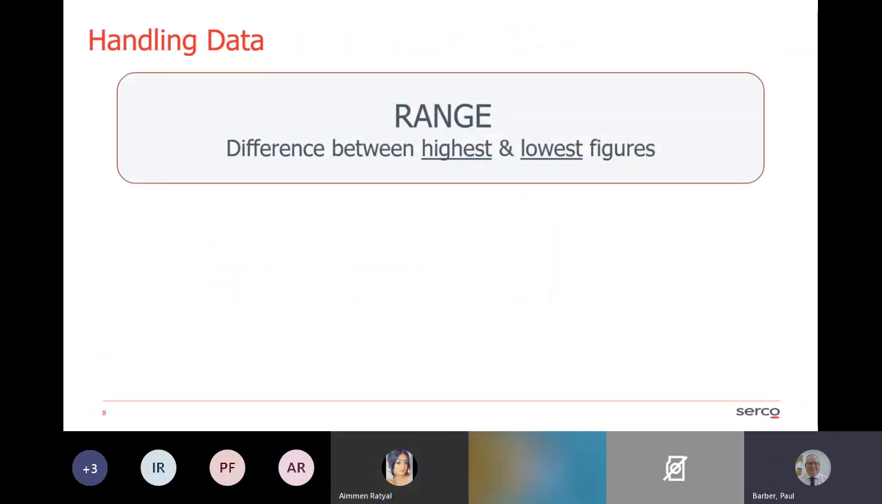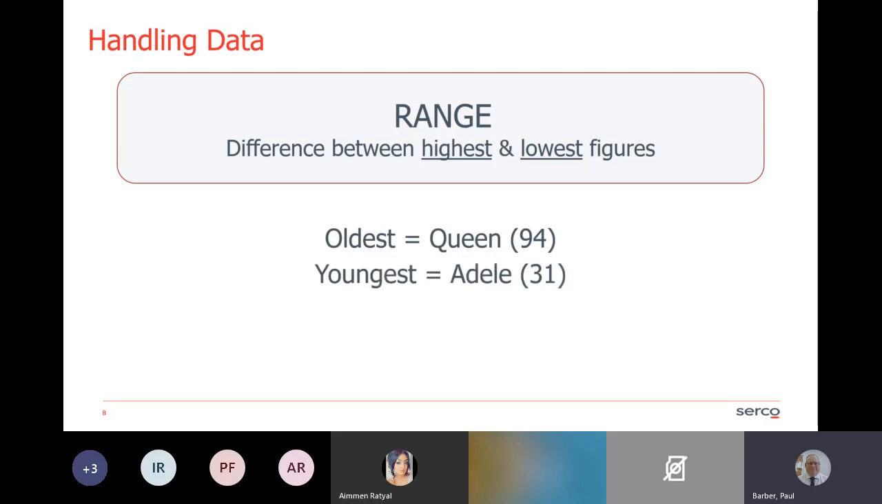So one of the first things we may have to do is look at the range for data. And range is simply working out the difference between the highest and the lowest figures in a set of data. So we've got our data and we need the highest and the lowest. We were talking about ages though. So our highest is going to be our oldest person, which is the Queen at 94. And our youngest person was Adele at 31. And we need to find the difference between them.